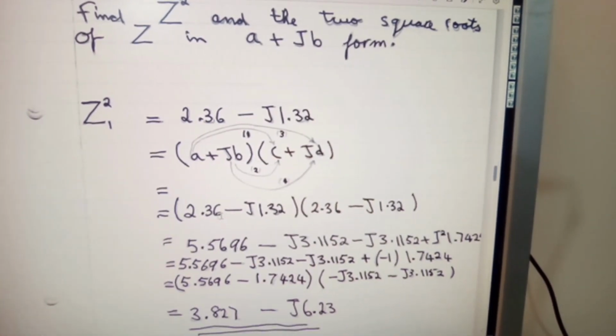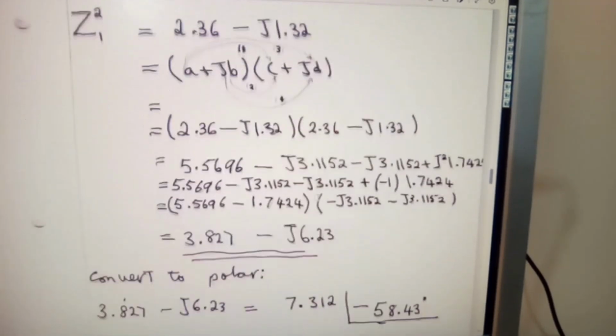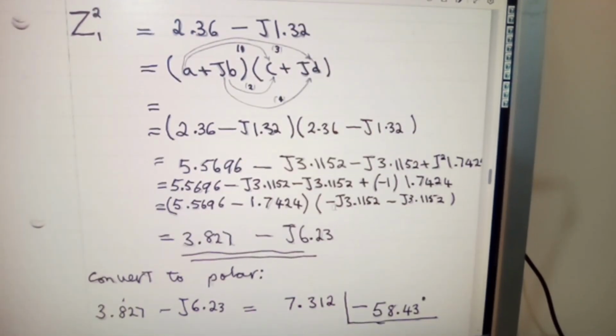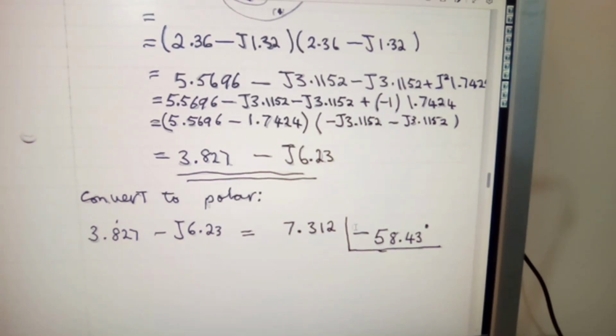Z1 squared. And here you have the formula that we need to bring into play of multiplying. Okay, here we have our solution here, 3.827 minus j6.23. Convert to polar.